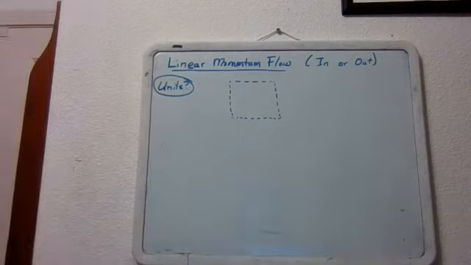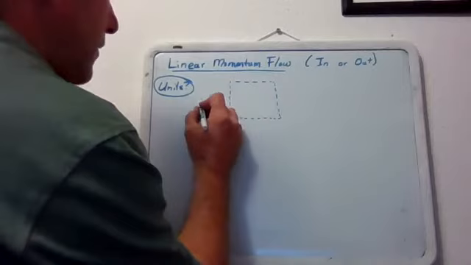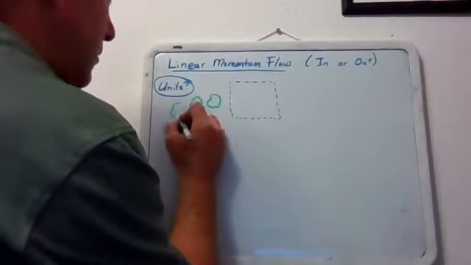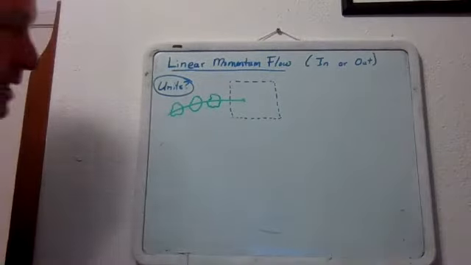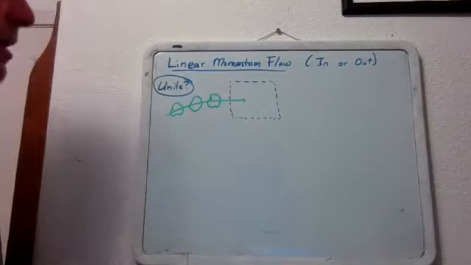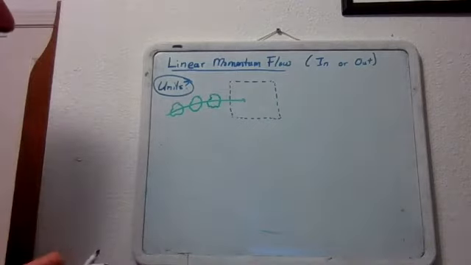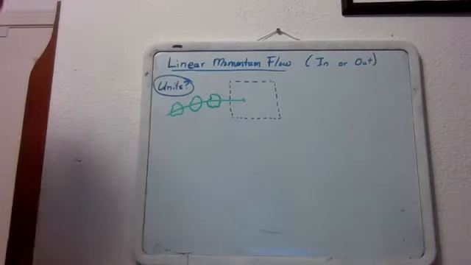I'm going to add something to the drawing though. Let's imagine we've got this blob of fluid here, okay? And then there's another blob of fluid and another blob of fluid, and those blobs are entering in like that, okay? And each blob is going to have some linear momentum associated with it that gets carried in. And what kind of units would the linear momentum flow, or the rate that linear momentum goes in, have?